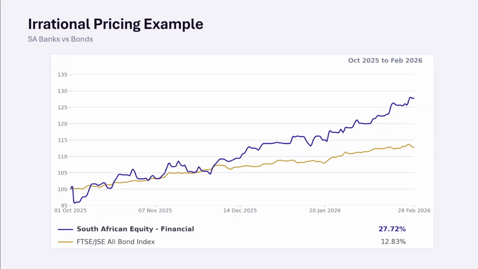And so if you really look at how the banks then subsequently performed, if we look at the South African financial sector here, which is the blue line, you can see what that did from October last year. It's up like 27%, and the All Bond Index of the JSE is up 13%. So that gap that was there narrowed significantly, and it narrowed by the banks and the financials outperforming quite significantly.